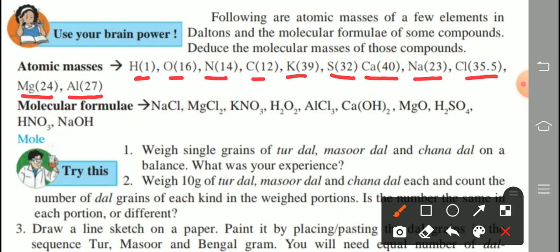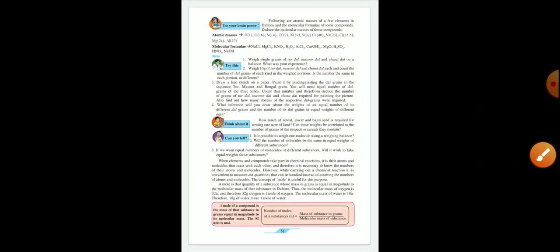So total 10 molecules are given. I will show some, remaining you try to find out the answer in your homework. Clear? I will show the first three. NaCl means sodium chloride, MgCl2 means magnesium chloride, and KNO3 means potassium nitrate. So I will show how to find out the molecular masses of these given compounds. See there.